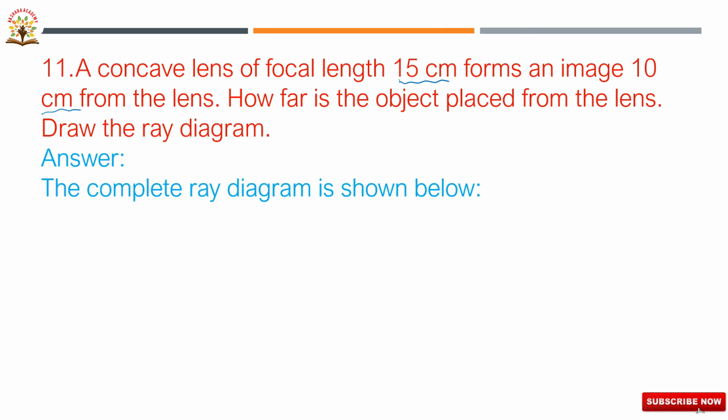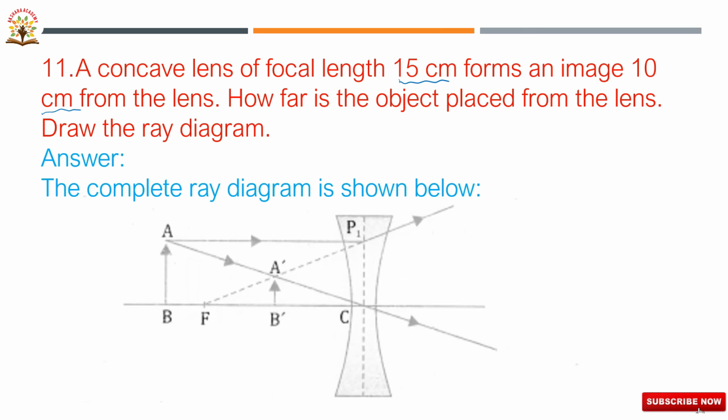The complete ray diagram is shown below. Now let us see the ray diagram. This is the ray diagram of this concerned question. This is the concave lens, focal length 15 centimeters, and this is the image distance, the image formed 10 centimeters from the lens. And this is the object. We are placing the object, and we have to calculate this object distance. Next we will go to the calculation.